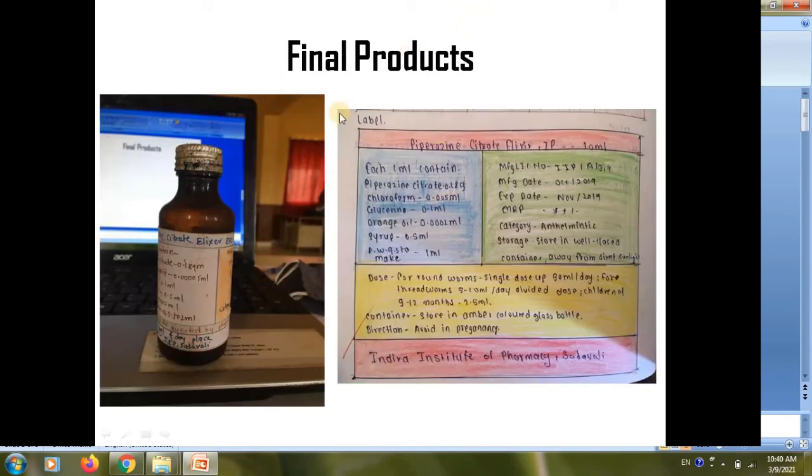So I am telling you that after your preparation, if you see this figure, image number 1, after your preparation of the formulation, you have to pour the content in this container.